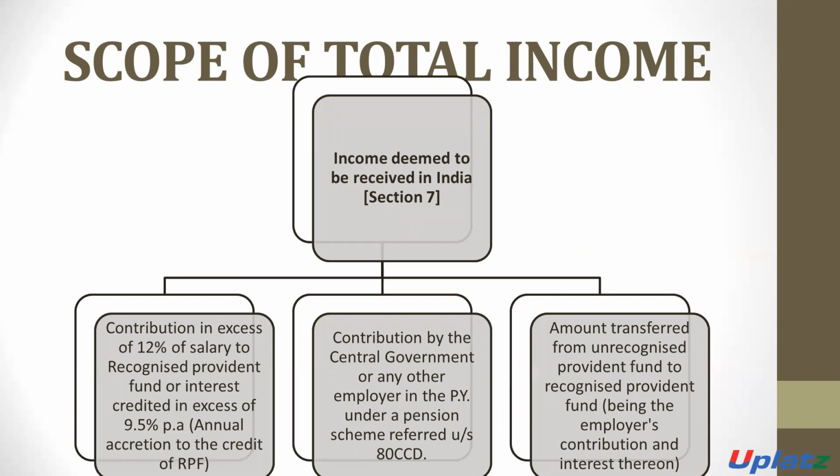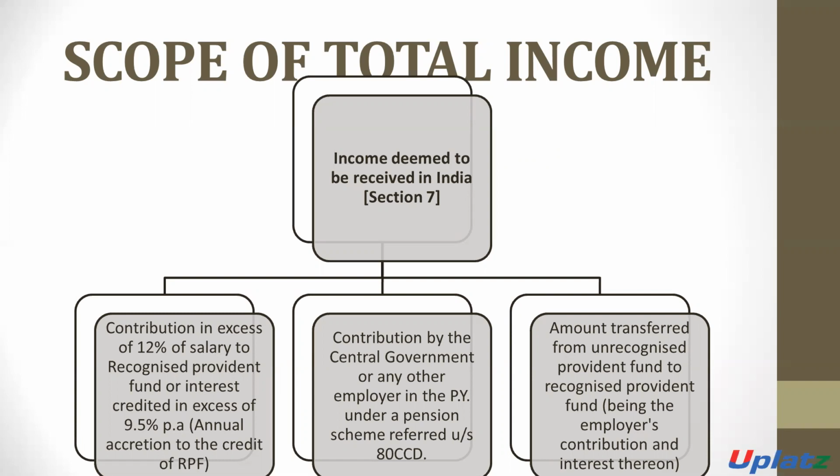Income deemed to be received in India, section 7. Contribution in excess of 12% of salary to the recognized provident fund, or the interest credited in excess of 9.5% per annum as annual accretion to the credit of the recognized provident fund, then it will be deemed to be received in India.